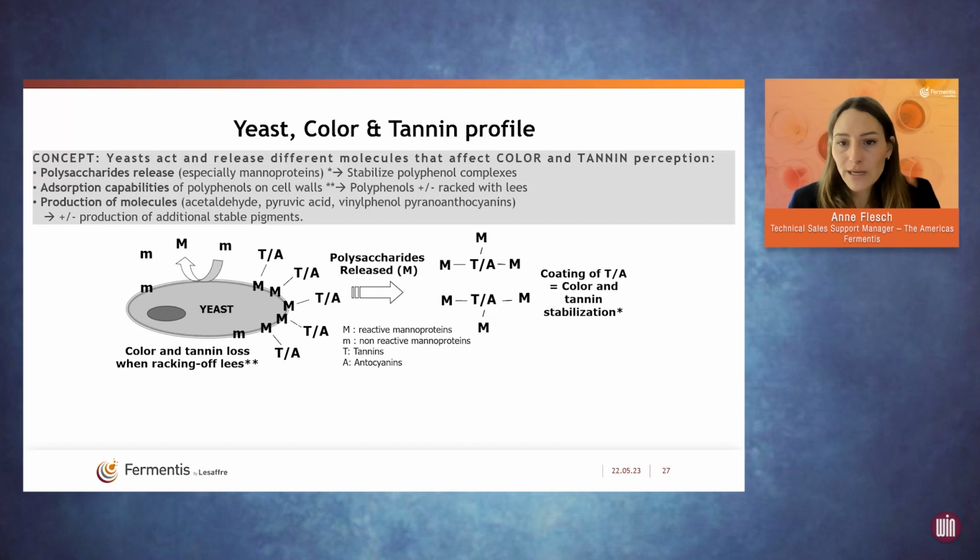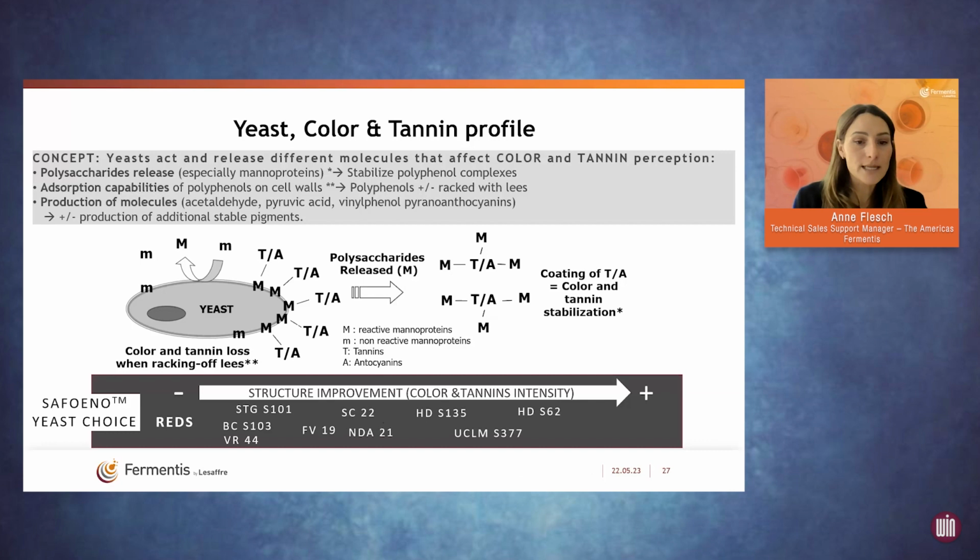We're still learning about it, but we can definitely rank our yeast at Fermentis to say, well, this yeast, for example, will not help you improve the structure, the color, the tannin. But if you go further right, you can have more yeast that will more and more help you build tannin and color intensity in your wine. And that is more suitable for long aging red wines, or red wines that really lack tannin or color in the first place. So in a warm climate, that can also be a great help.